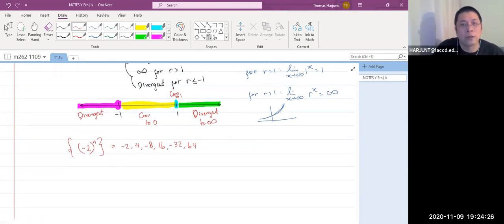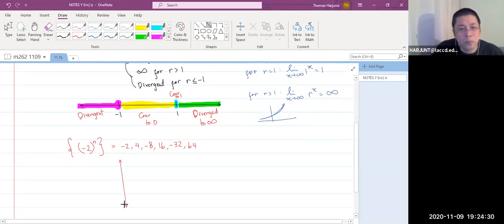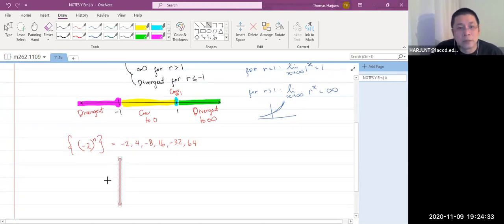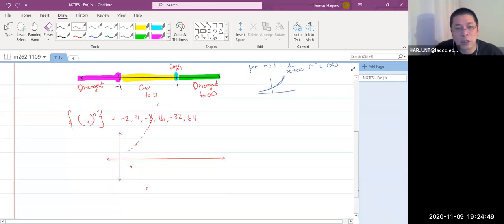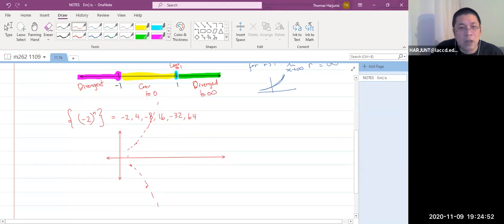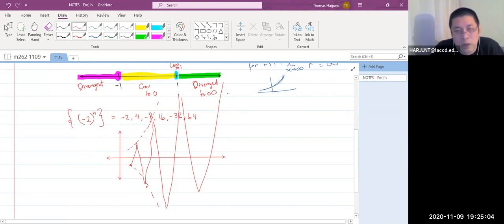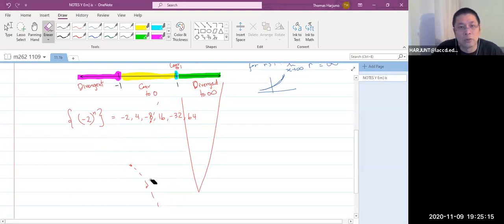If I try to graph the sequence, it is actually like this: -2, 4, -8, 16, as if it is actually growing exponentially like 2 to the x, but alternating positive, negative, positive, negative. You see? It's like that. So if you go further, it will not converge to positive infinity. It may also go to negative infinity. In other words, it's not convergent anywhere. It's not even divergent to infinity in that sense.